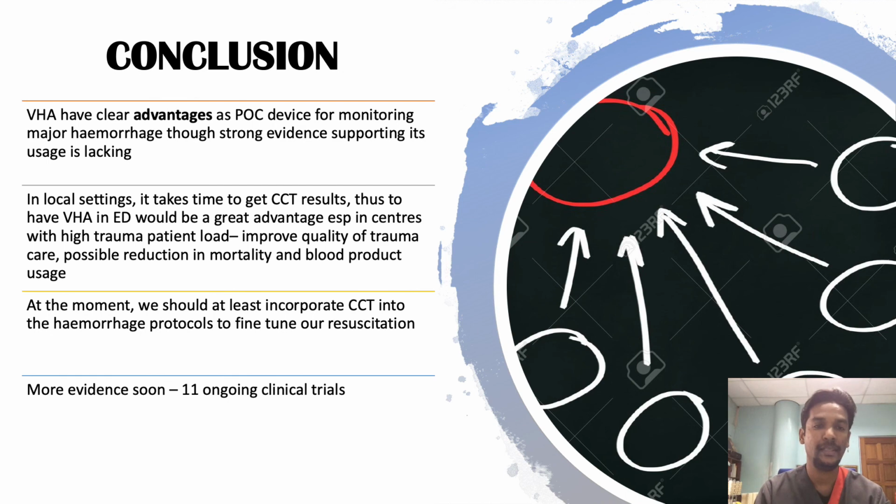This will definitely lead to improved quality of trauma care delivered to our patients, lead to possible reduction in mortality and also possible reduction in blood product usage. At the moment, we should at least incorporate CCT into our hemorrhage protocols to fine-tune our resuscitation. I believe more evidence will emerge soon to support the use of VHA in a bleeding trauma patient. This is because there are 11 ongoing clinical trials which are looking into this matter. With that, I end my presentation.